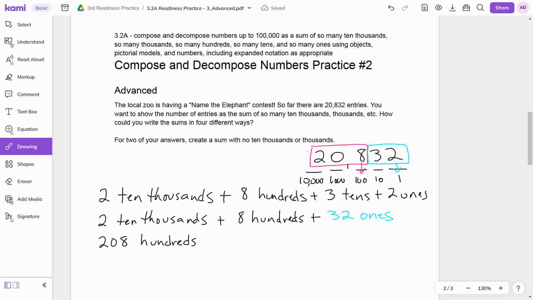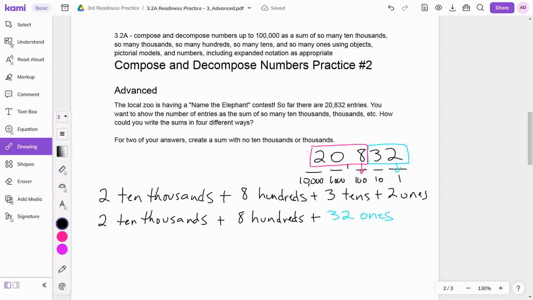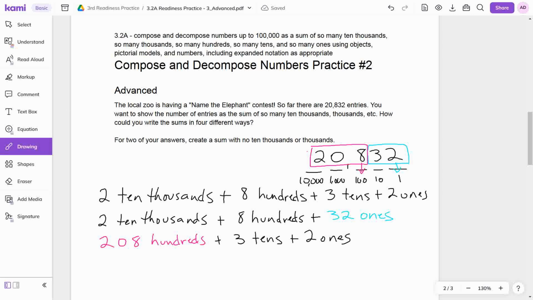And so let's do this in the correct color here. So I've got my 20,800. So I'm going to write my 208 hundreds. And now I can go back and I can add my 3 10s plus 2 1s. Or hopefully you see what I did. If I wanted to, I can make my fourth option being 208 hundreds.